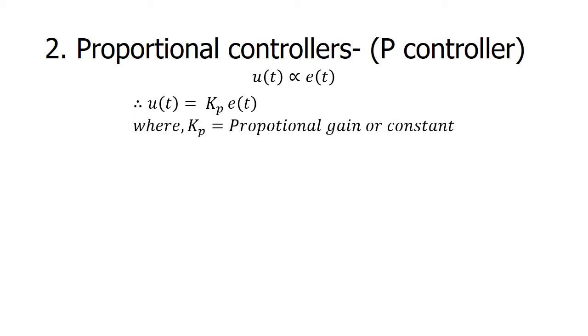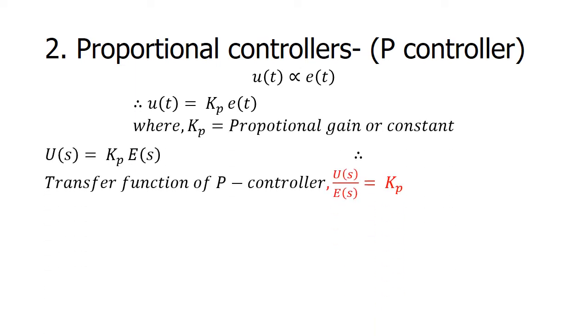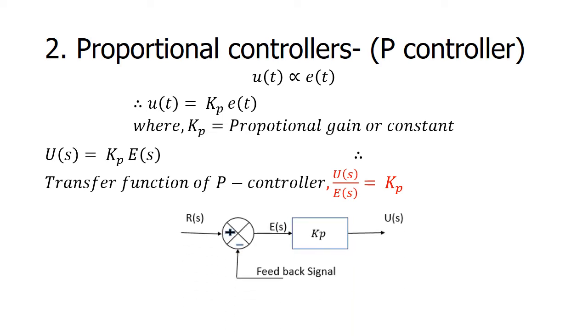Second one is proportional controller. Here the control signal u(t) is proportional to the error signal e(t). So when we make the proportionality equal, we will introduce a proportionality constant, we call it Kp. When we take Laplace for that, we will get U(s) is equal to Kp into E(s). So the transfer function U(s) by E(s) is equal to Kp. So the input to the controller is E(s), output is control signal U(s), the gain is Kp.